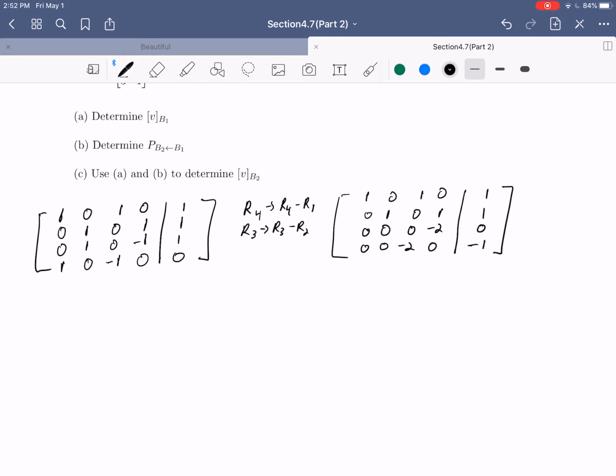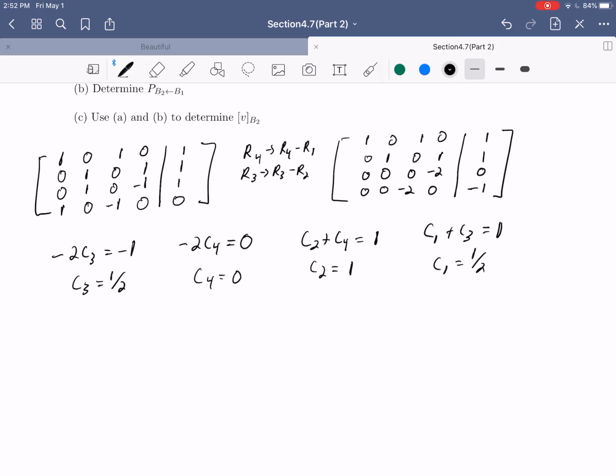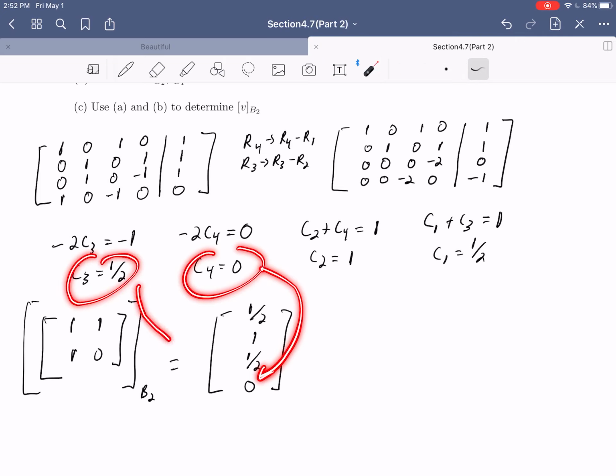We can immediately start our back solving again. So we get negative 2C3 is negative 1, so C3 has got to be 1/2. Then negative 2C4 needs to be 0, so C4 is 0. Then we get C2 plus C4 needs to be 1. Since C4 is 0, C2 should be 1. And then finally, we get C1 plus C3 is equal to 1. Since C3 is 1/2, C1 needs to be 1/2. So the representation of 1, 1, 1, 0 in terms of B2 is equal to the component 1/2, 1, 1/2, 0. Again, we're just making sure that we're careful: this guy has to go in at the end, and this guy has to go third there.